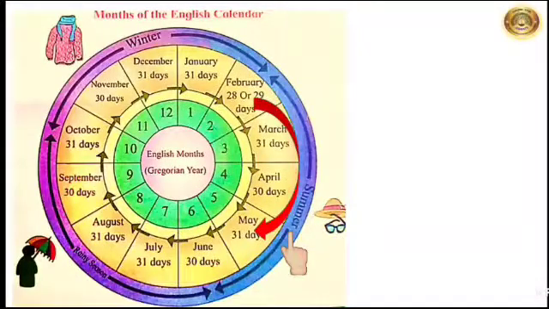Summer season starts from the month of February and ends in the month of May. It has 4 months: February, March, April, May. This means summer season has 4 months.